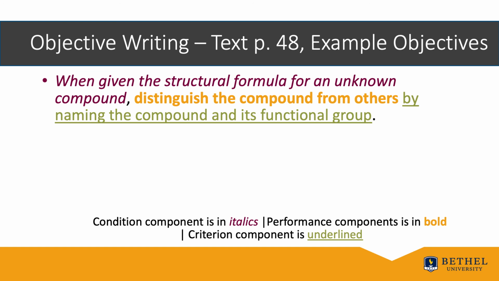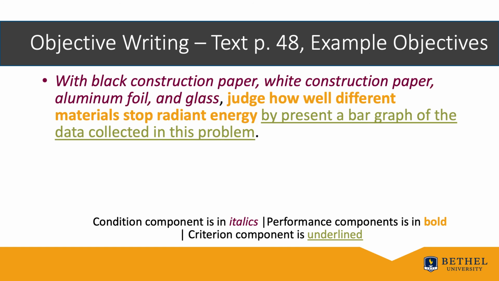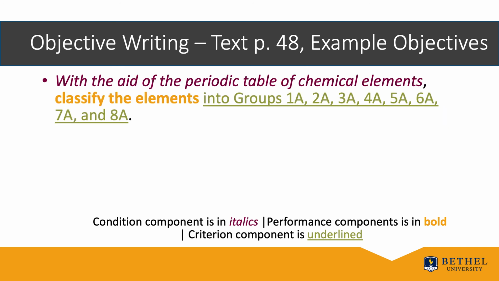Again, remember the condition is in italics, the performance is in bold, and the criterion component is underlined. With black construction paper, white construction paper, aluminum foil, and glass, that's my condition, that's what the students are given, judge how well different materials stop radiant energy, that's the performance, by presenting a bar graph of the data collected in this problem. So they're going to have to present a bar graph. Okay, and so that's the criterion. Let's look at this last one here.